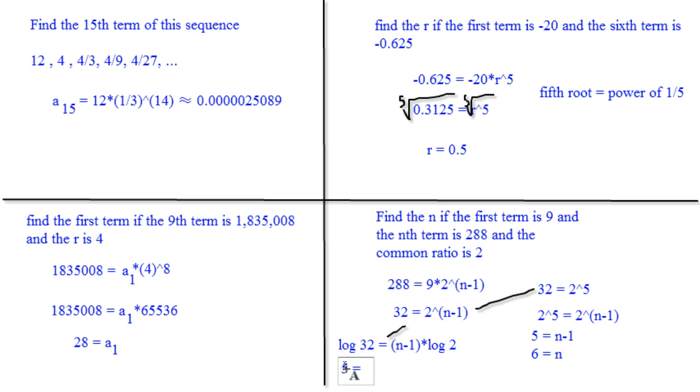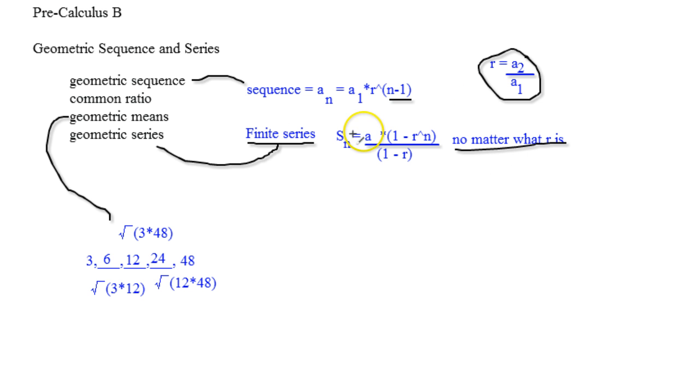Now if you did the log of 32 and divided by the log of 2 and you found that to be a really weird number, just leave it as the log of 32 divided by the log of 2 until the very end. And this would be 5 equals n minus 1, which would be n equals 6. Okay, and as you can see, the only tough one that really comes about is when you have to find n in a geometric sequence and just work with it. Okay. All right, now a finite series.